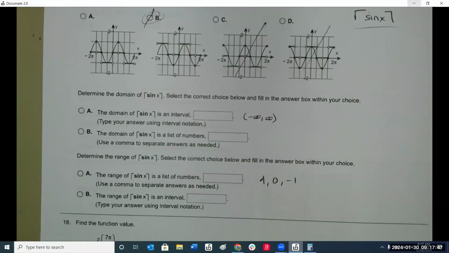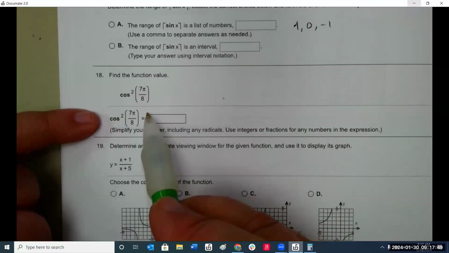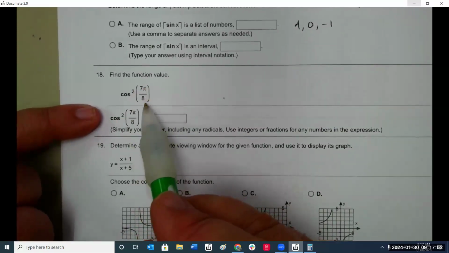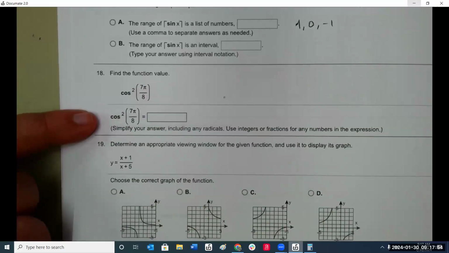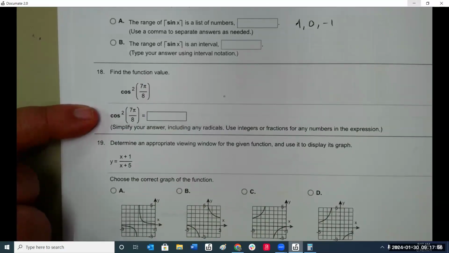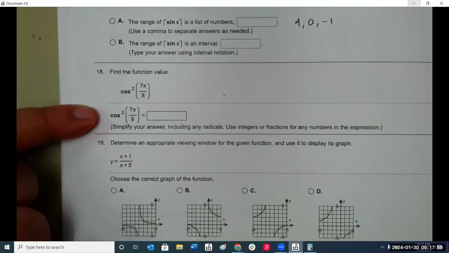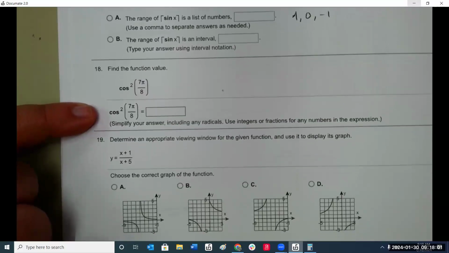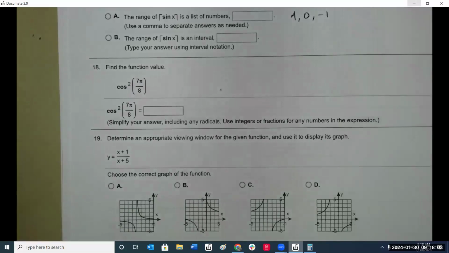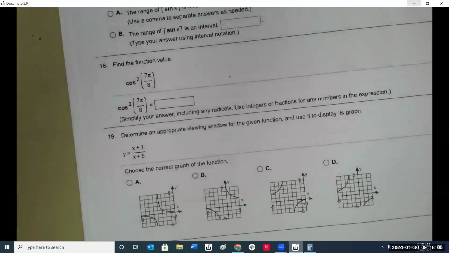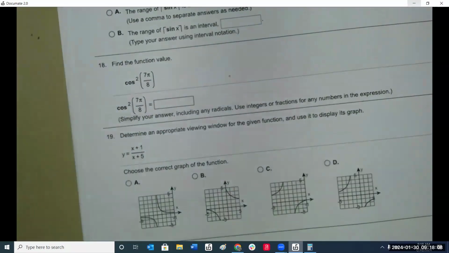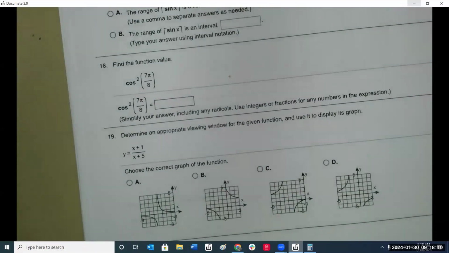Yes, okay. Find the function value of cosine squared 7 pi over 8. Where's our cheat sheets? Get your formula sheet out.